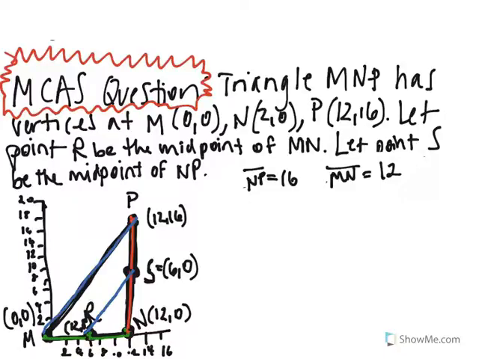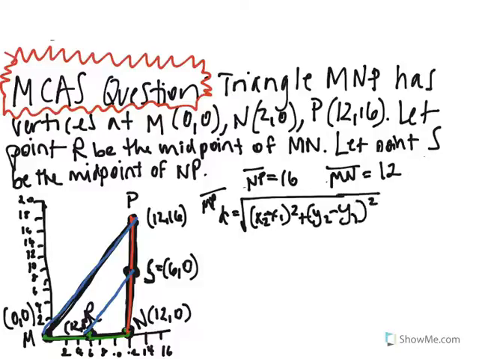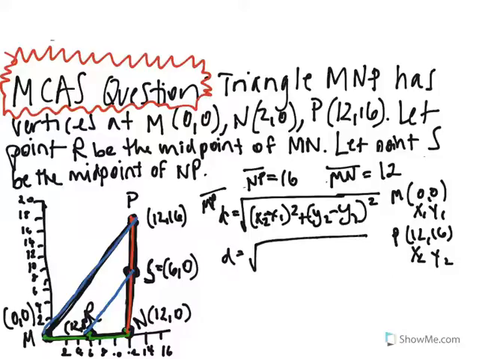And then now we just need to find the third side, the distance of MP. Distance equals the square root of x2 minus x1 squared plus y2 minus y1 squared, right? So we're doing MP, so let's just write our things over here. We have M (0, 0), then P, which is (12, 16). This will be our x1, y1, x2, y2. We have distance equals the square root of x2, which is 12, minus x1, which is 0, squared, plus y2, which is 16, minus 0 squared.